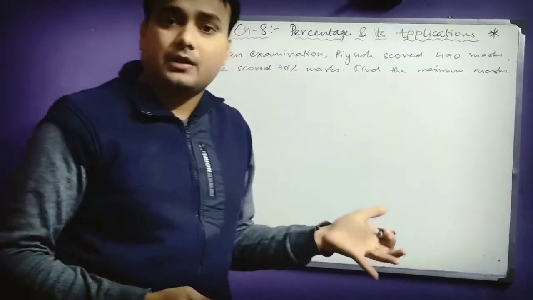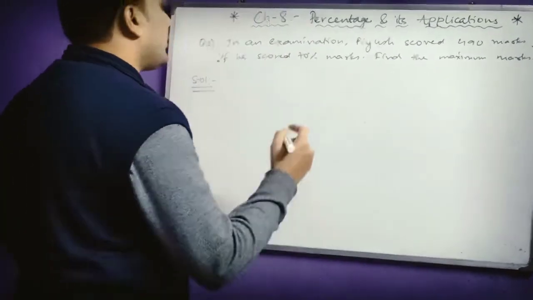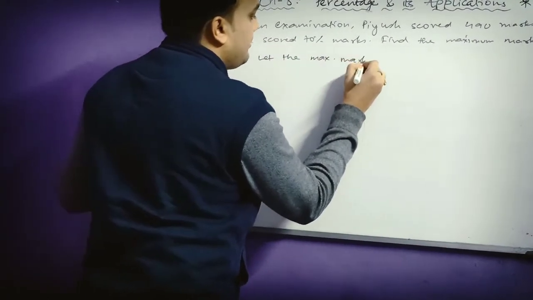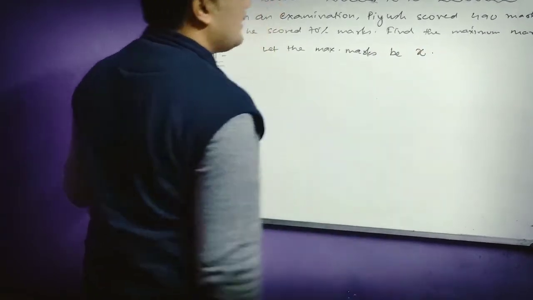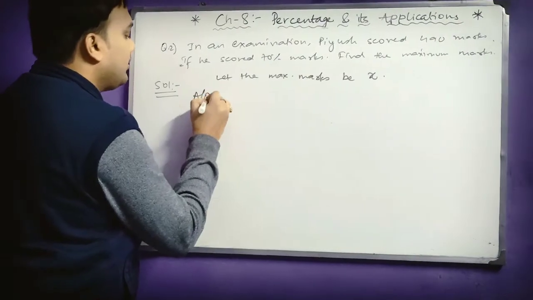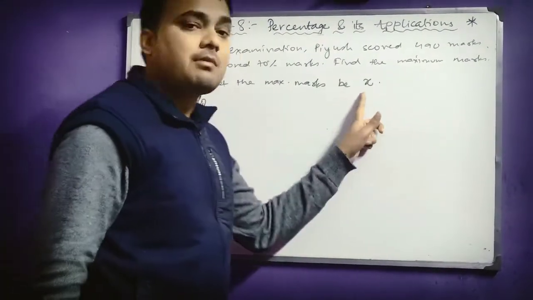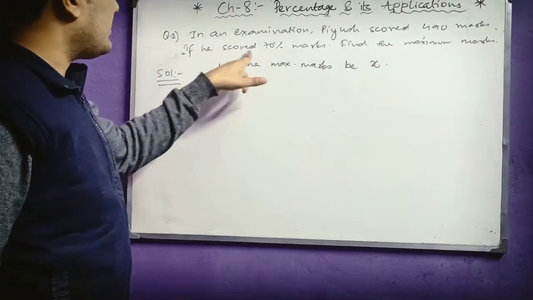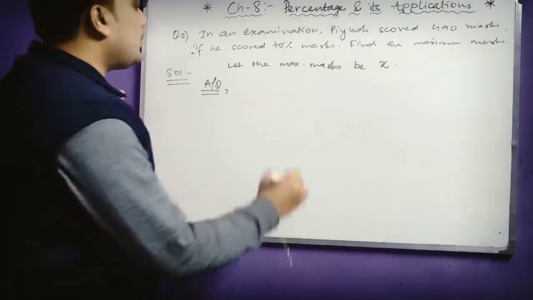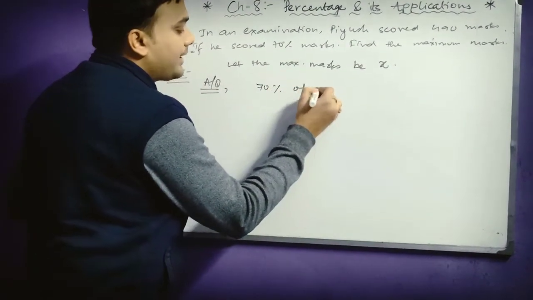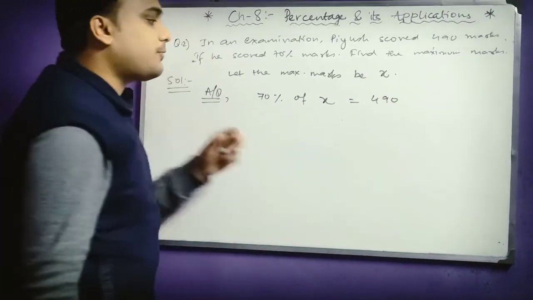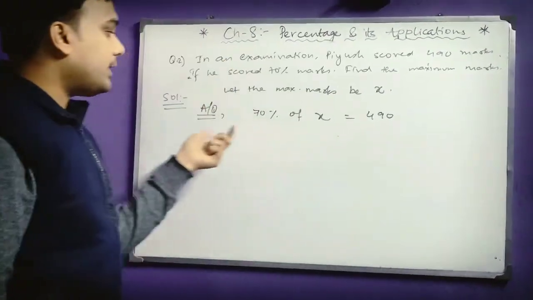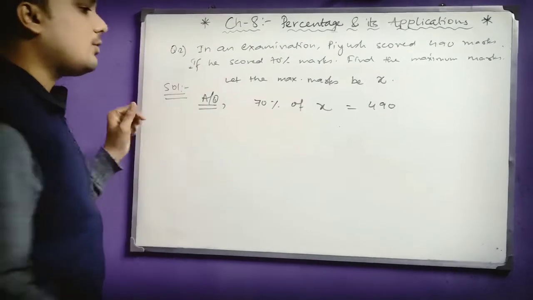So we will take the help of a variable here, x. Okay, so you can assume, let the maximum marks be x. Okay, so now what will we write? We'll write according to the question. If the maximum marks is x, and out of x 490 is the score, and the total percentage of score is 70%, so we can write 70% of maximum marks is equal to 490, because 490 is the actual score. So the equation will be like this: 70% of x equals 490.